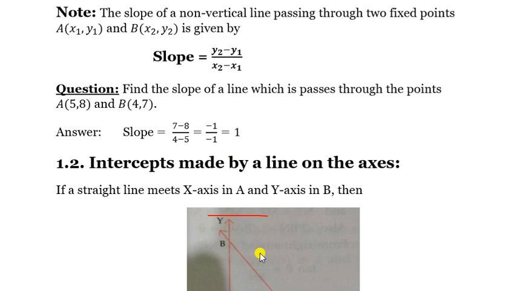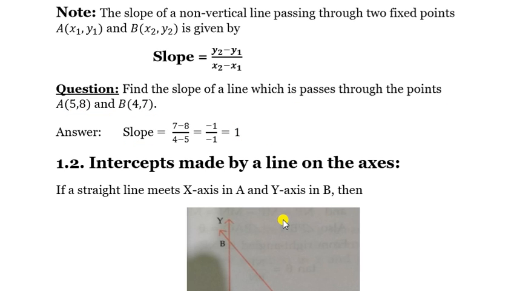See, it is written: find the slope of a line which passes through the points (5, 8) and (4, 7). So what is the result? See, I used that formula, 7 minus 8, because here 7 is y2 and 8 is y1. At the same time 4 is x2 and 5 is x1. So y2 minus y1 by x2 minus x1, you will calculate, then you will get 1. Slope is 1. Is it clear? So when any 2 points will be given to you, you should use this formula to find out slope.